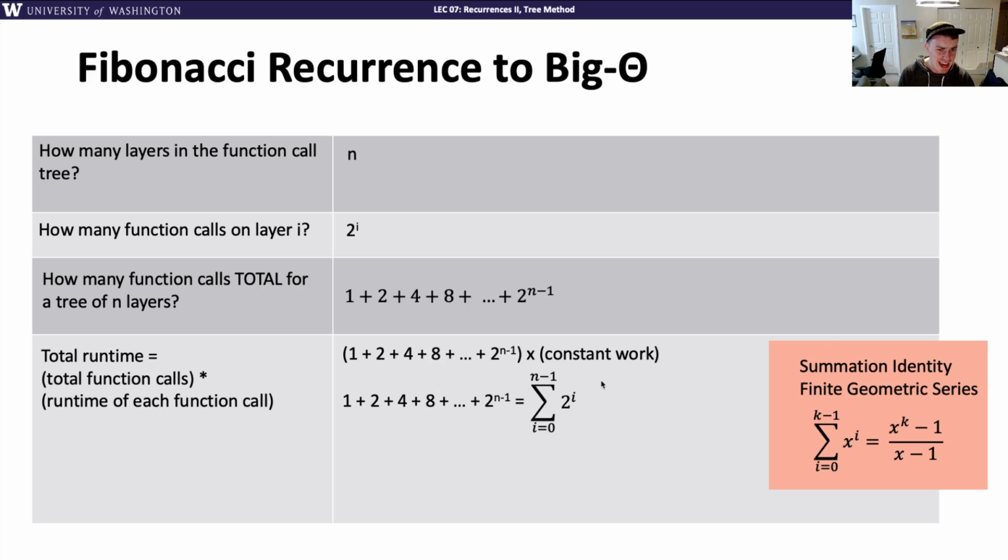So plugging in our values into this finite geometric series, we're going to say, well, our value of k minus 1 is n minus 1. We're using 2 as our x. And so our final formula here is going to be 2 to the n minus 1 divided by 2 minus 1, just plugging in that formula right there. And simplifying that, that ends up becoming 2 to the n minus 1.